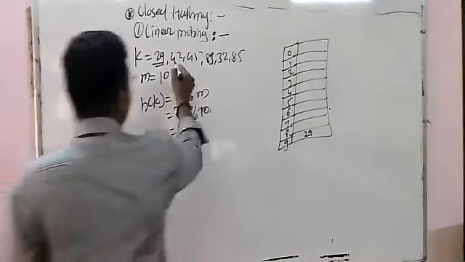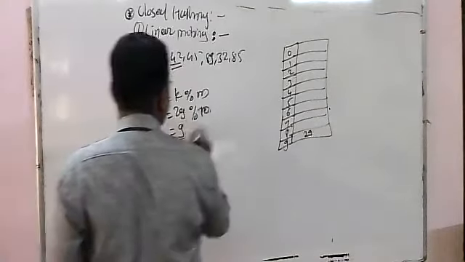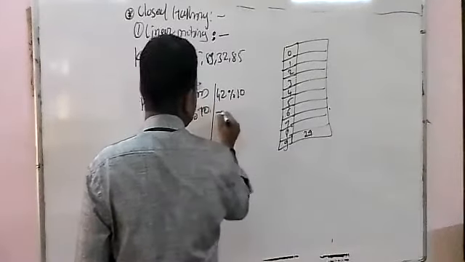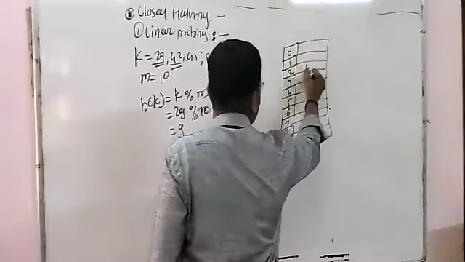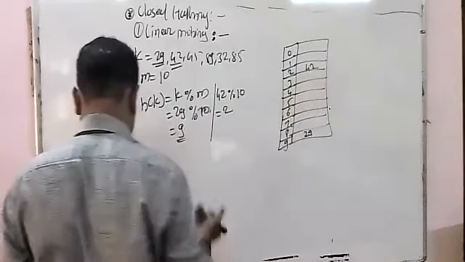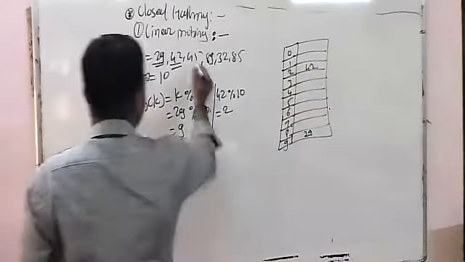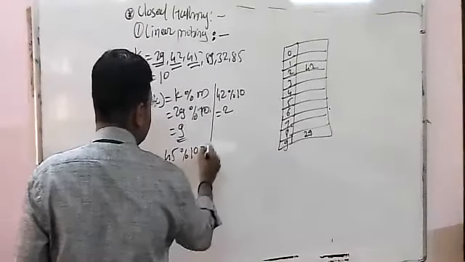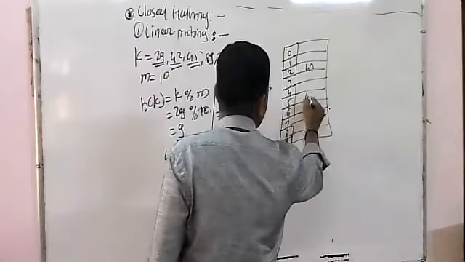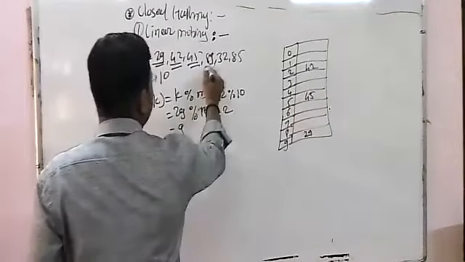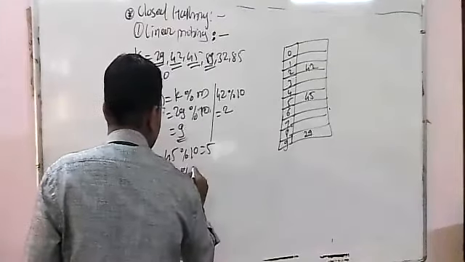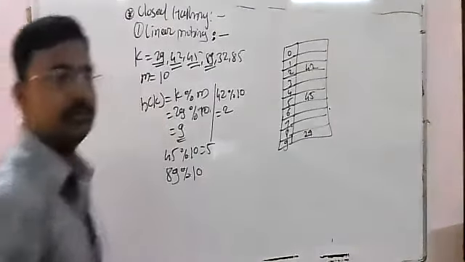Next, 42. Calculate index value: 42 mod 10 is equal to 2, which will be stored at position 2. Then next 45. 45 mod 10 is 5, fifth position. Then next 89.